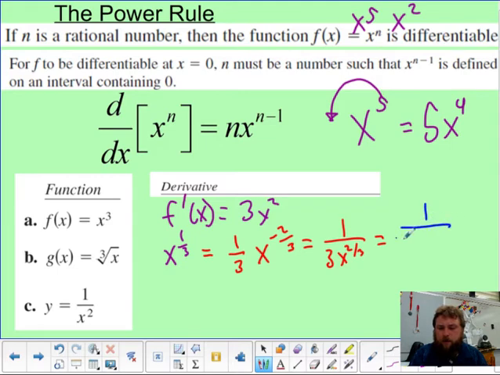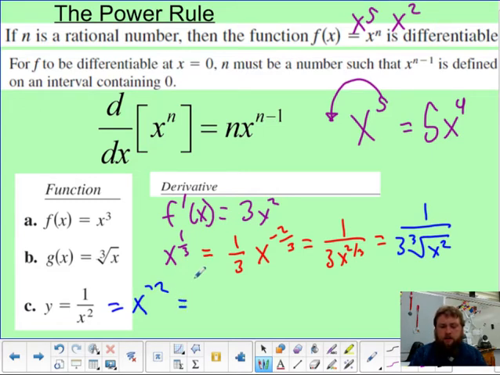It's going to be 1 over 3 times the cube root of x squared. So those are that sequence of notations. The last one, 1 over x squared. Again, I want to have this in the numerator to follow my rules. So I'm going to write that as x to the negative 2 power.